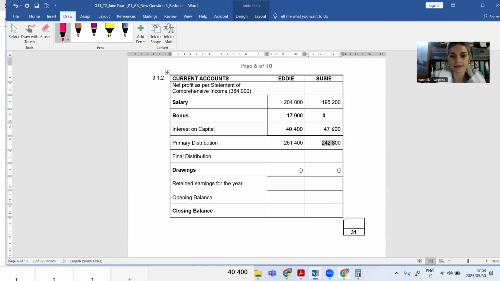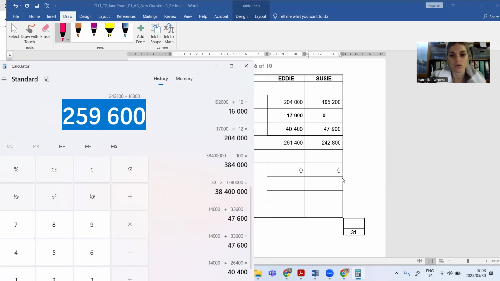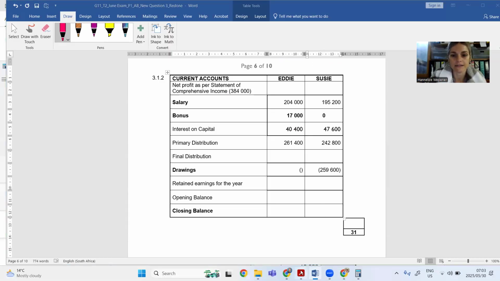So where's our calculator now? So she took her primary distribution, and then she also took another 16,800. Please remember to have your drawings in brackets because this is going to decrease her capital, her current account balance.